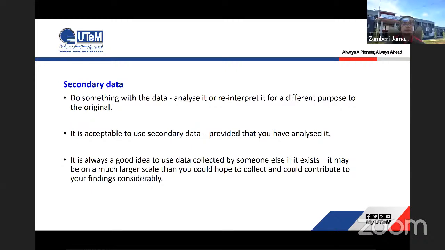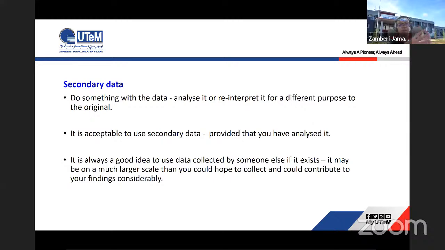It's a data that could strengthen our primary data, for example. So we need to do something with the data. We could not just simply take data from maybe person A or paper A or organization A. We have to do something with the data.